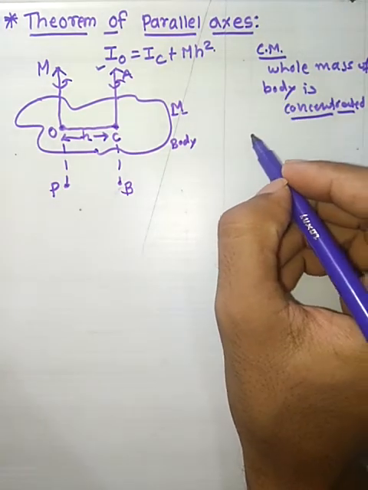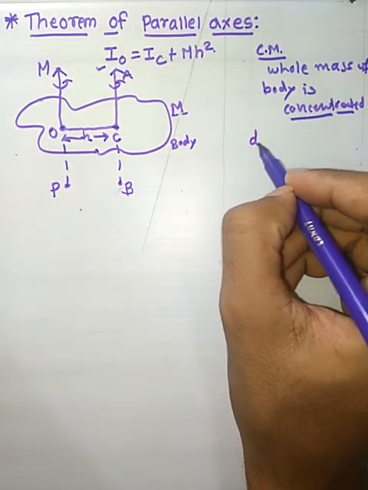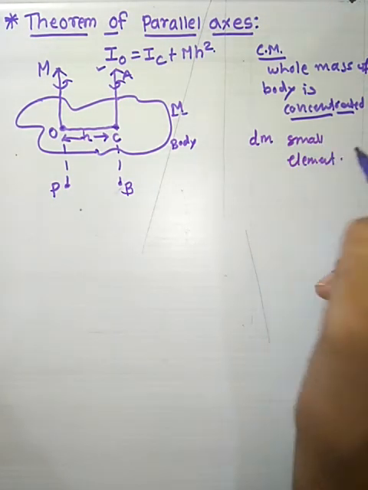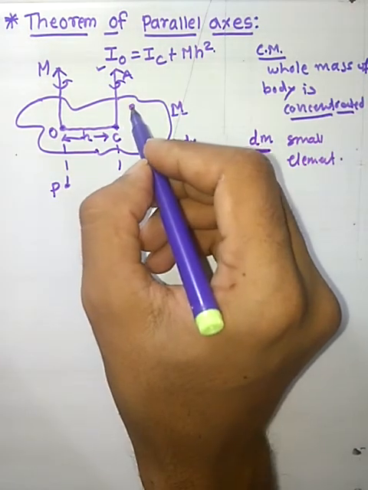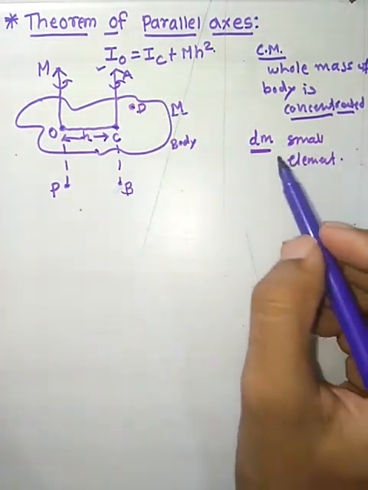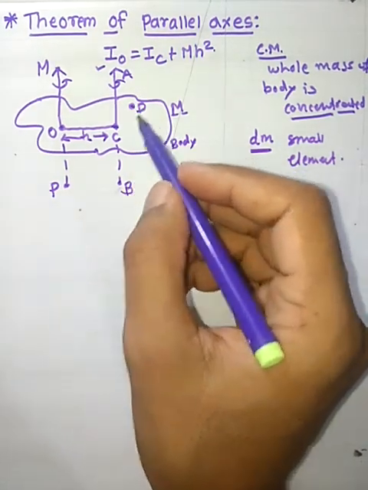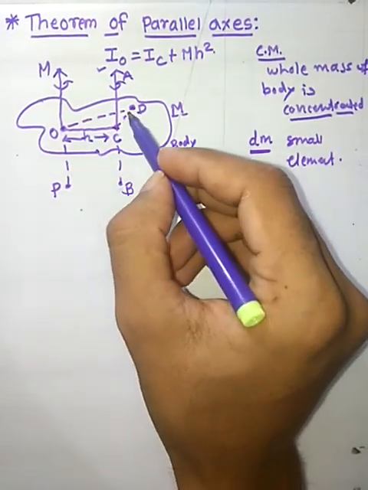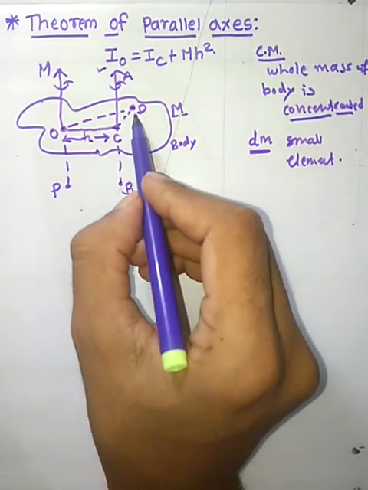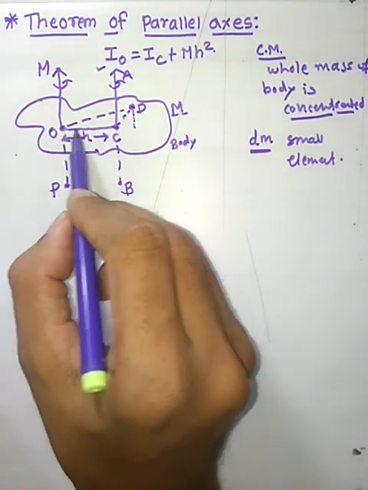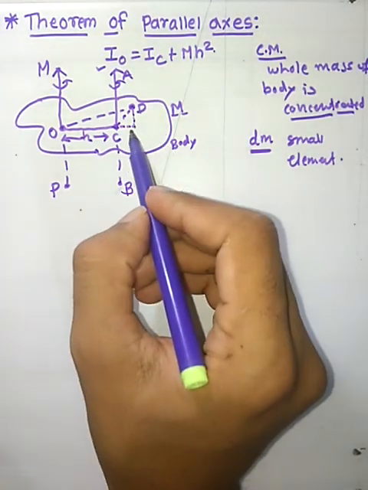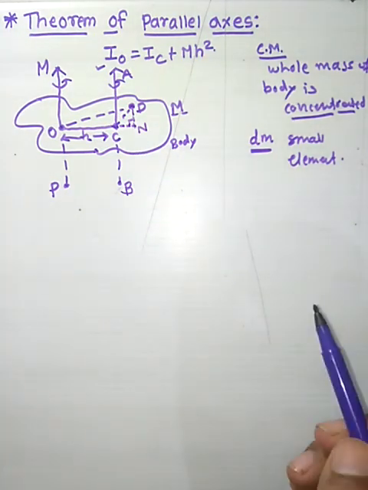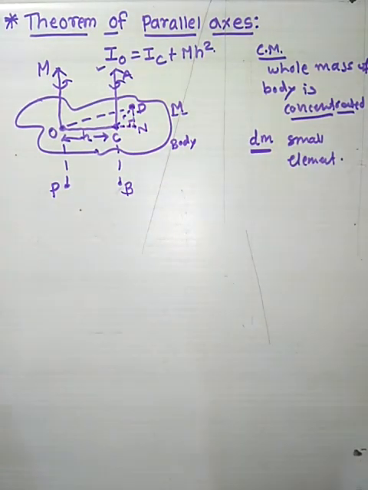Now consider a small point mass, a small element of mass dm, which is located at a point. Suppose D is the point at which the small element is located, and I draw dotted lines from O to D and from C to D. Now we have to draw a perpendicular on OC. I have to reproduce OC here, so this is a right angle triangle, and I give the name N to this point. So this is the construction for our theorem.